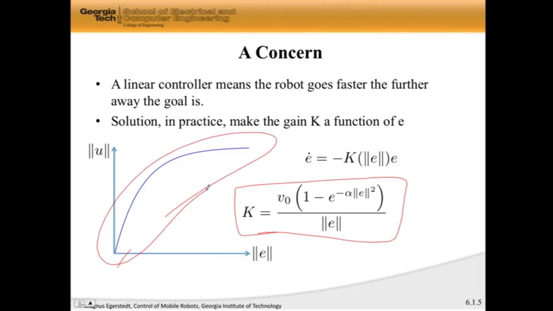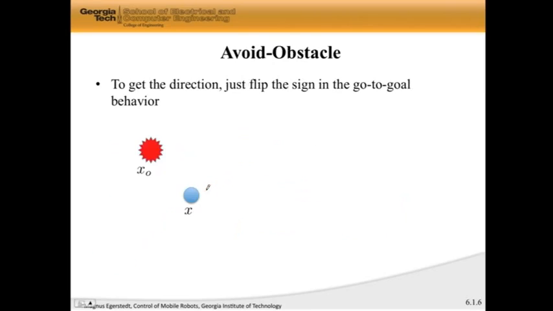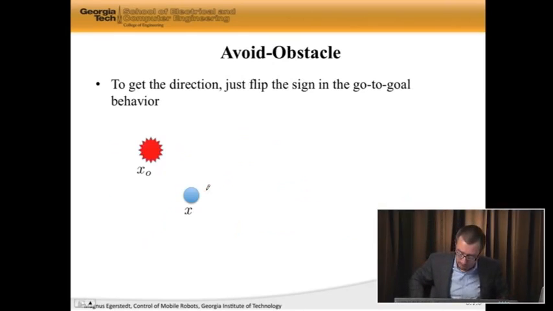In fact, a lot of robotics involves clever parameter tuning and tuning of these weights. But the whole point here I want to make is that you want to make sure that you don't go faster when you're further away, because that actually doesn't make entirely sense. Okay, we know how to go to goal.